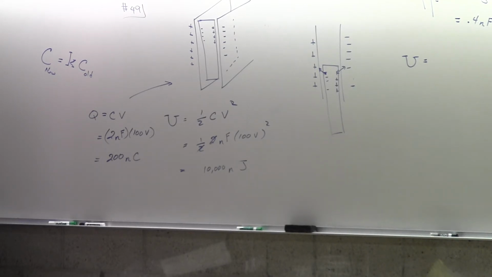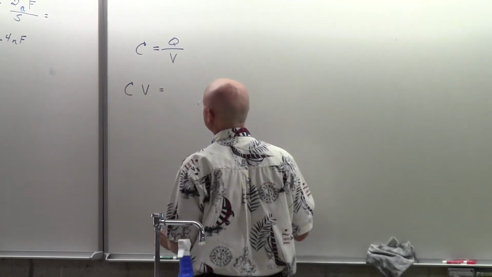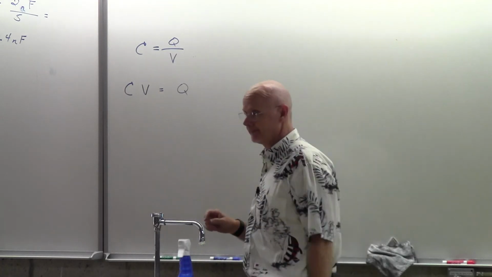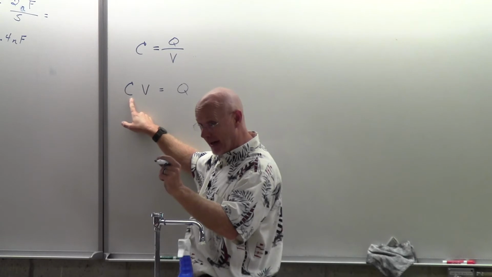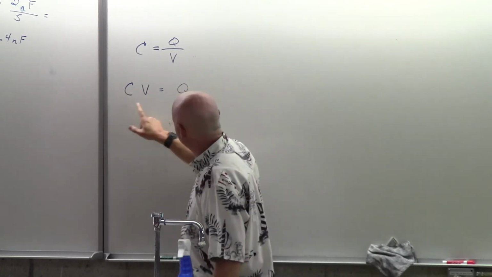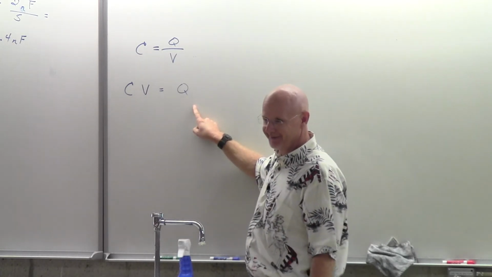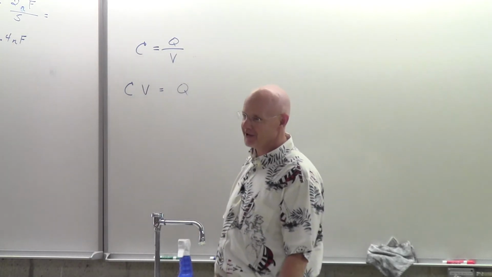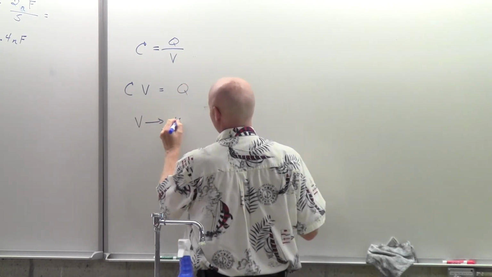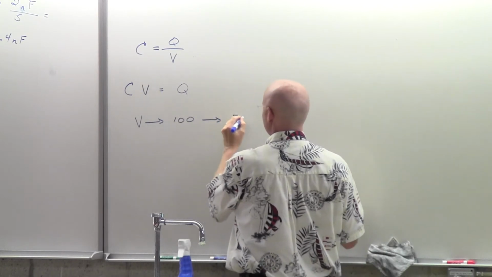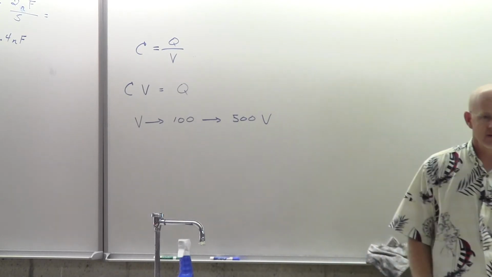And what's important is capacitance times voltage equals charge. If you just told me that the capacitance went down by a factor of 5, then what are you telling me about the voltage? If the charge isn't going to change, the voltage goes up by a factor of 5. And so this V goes from 100 to 500 volts. There's an increase in voltage.